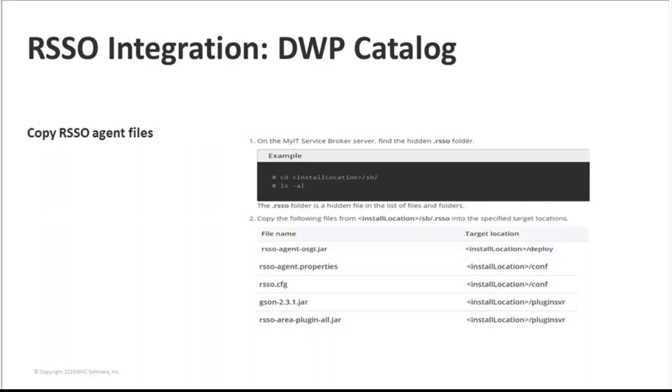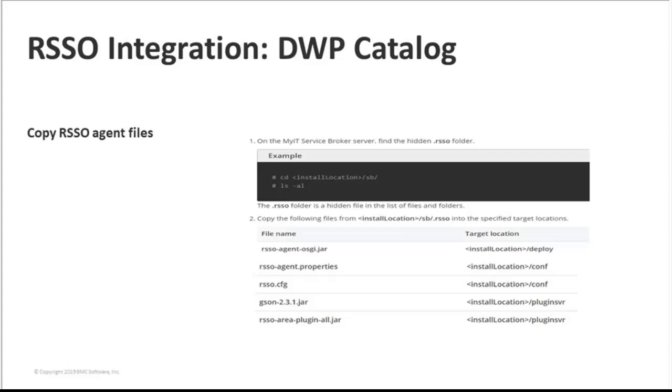So, yeah, the first step is copying the RSSO agent files. On this MyIT Service Broker machine, there is an RSSO folder which is by default hidden. It's under your install location, then under the service SB folder, and inside the SB folder this RSSO folder is hidden. So you have to unhide it first, and once you unhide it, you can copy the installation files from the RSSO installer. These are the RSSO agent OSGi jar, RSSO agent properties, RSSO config JSON, and the RSSO AR plugin. The target locations are the install location, deploy, conf, and plugin server.